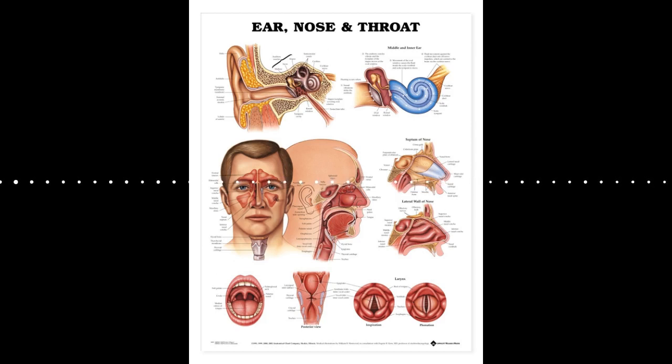There was no Bell's palsy, no drooping of one side of the face. All the cranial nerves seemed to be intact because the patient was able to move the face properly.